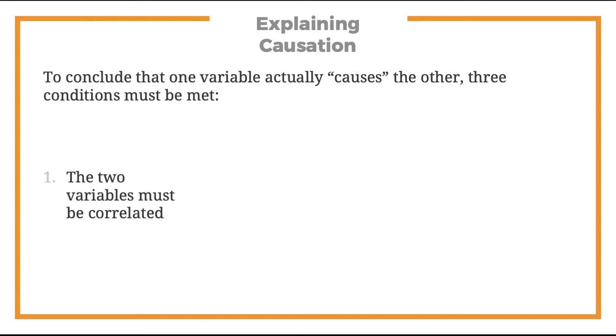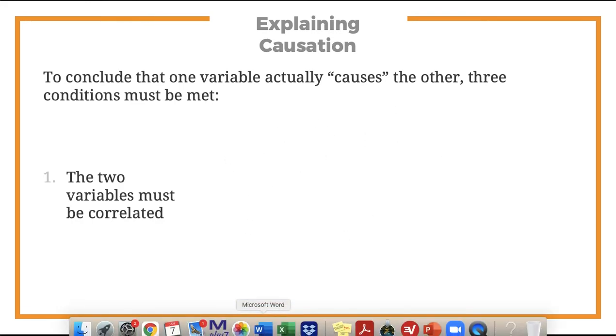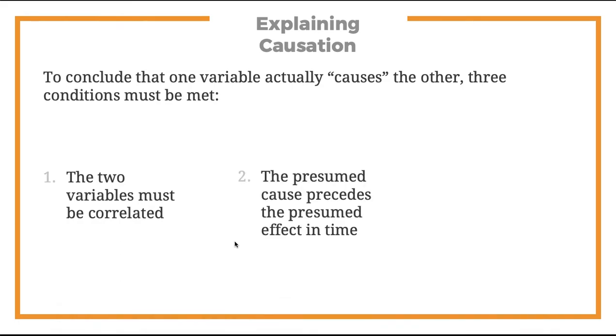So the first condition is that the two variables must be correlated. Okay, so what that means is that if we want to say that there's a causal relationship, the two variables must be correlated. But just being correlated in itself doesn't mean that causation exists. In order for causation to exist, we have to have these other two factors also present. So first, the two variables have to be correlated. That's important. The second factor is that the presumed cause must precede the presumed effect in time.